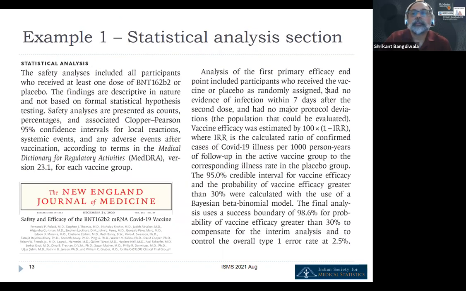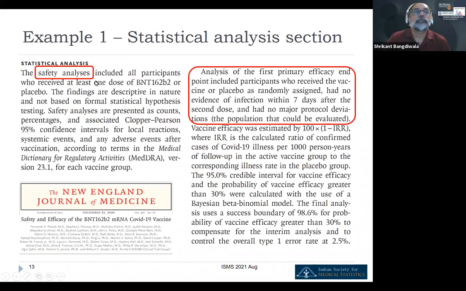And one of those is from the Pfizer vaccine for COVID paper, which came out in December of 2020. And here they talk about first the statistical analysis. Notice here they don't have this generic thing of we use the t-test for continuous, and we use this for that, and we use that for that. This is very specific, and it says safety analysis. Who did it include, and how did you do it? And then the analysis of the first primary efficacy endpoint included participants. So who did it include, and how did you do it?